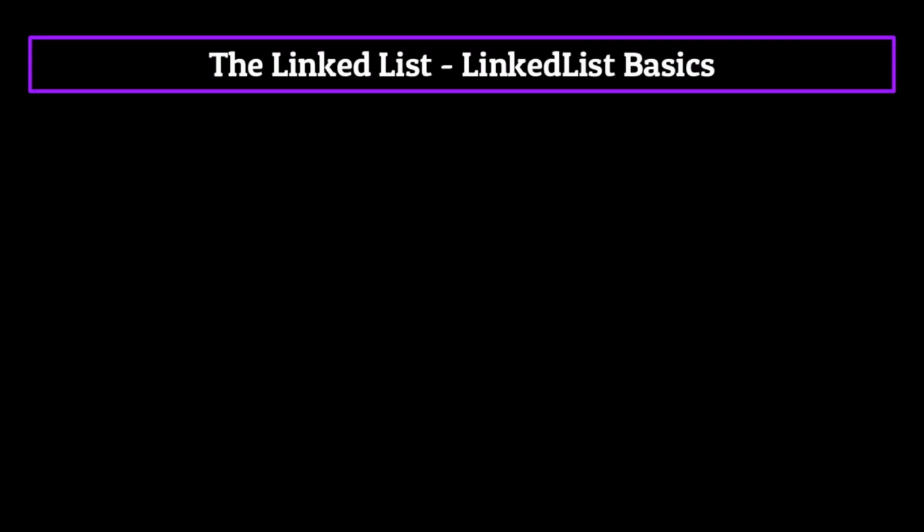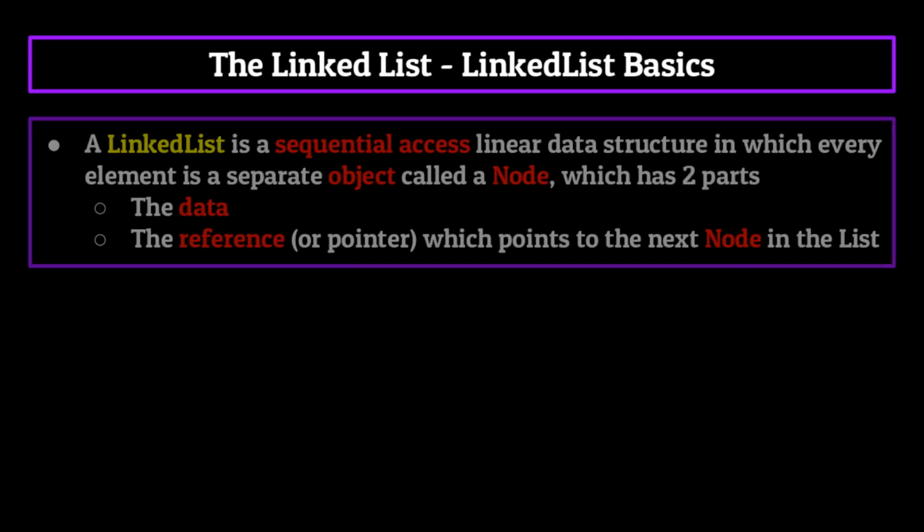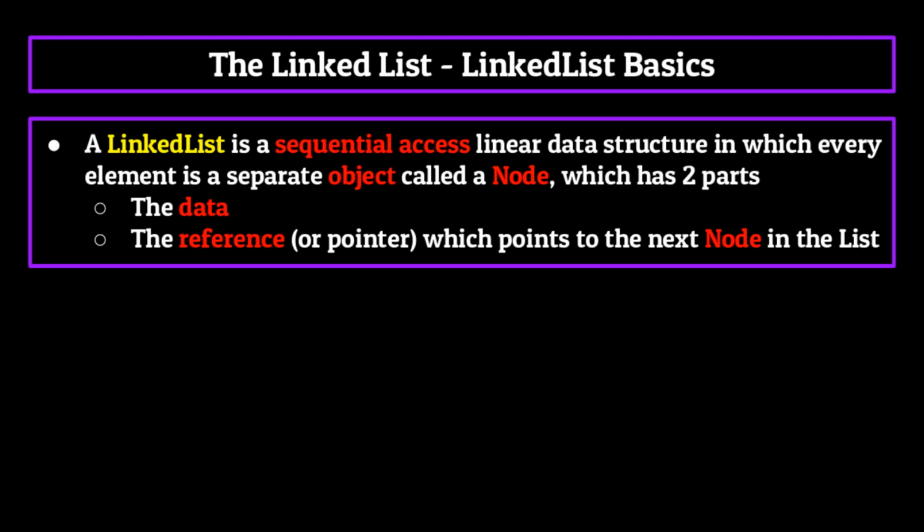Let's just jump into things by talking about the elephant in the room. What exactly is a linked list? Well, to answer that, a linked list is a sequential access linear data structure in which every element is a separate object called a node. Each node has two parts, the data and the reference, also called the pointer, which points to the next node in the list. Wow, that is a pretty big sentence with a lot of ideas within it.